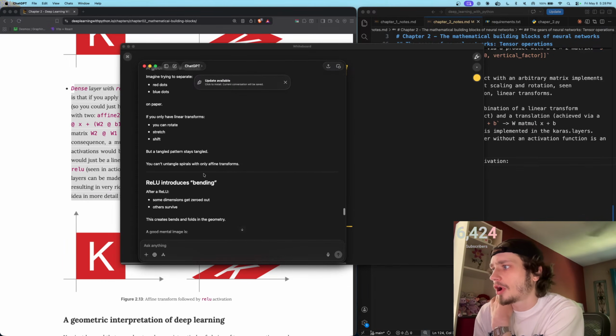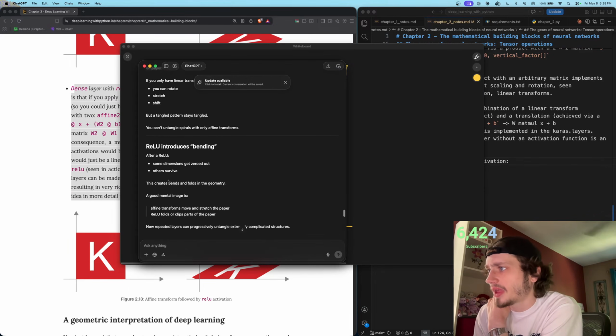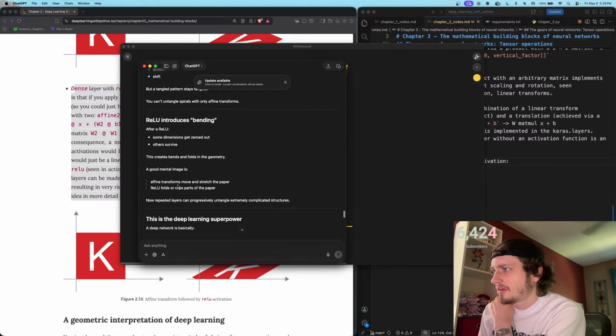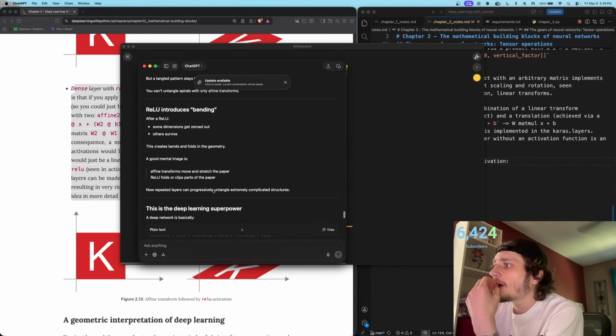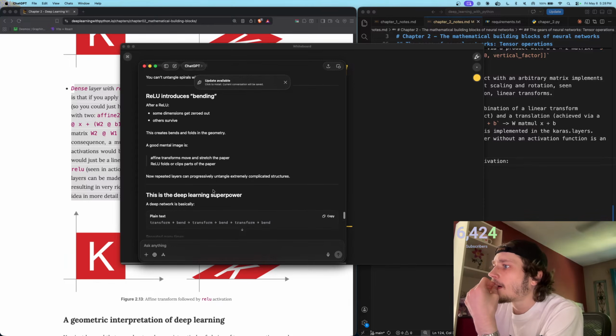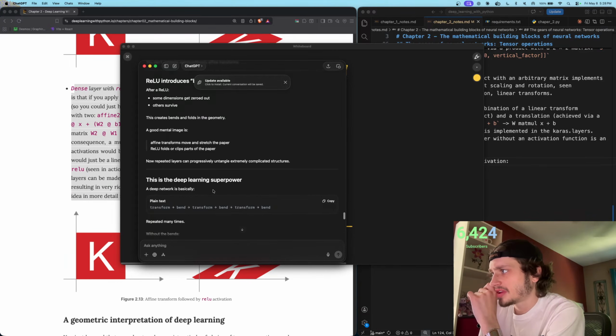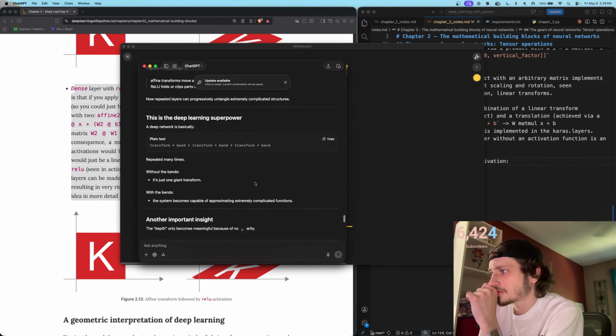But ReLU introduces bending. After a ReLU, some dimensions get zeroed out, others survive. This creates bends and folds in the geometry. A good mental image: affine transformations move and stretch the paper. ReLU folds or clips parts of the paper. Now repeated layers can progressively untangle extremely complicated structures.